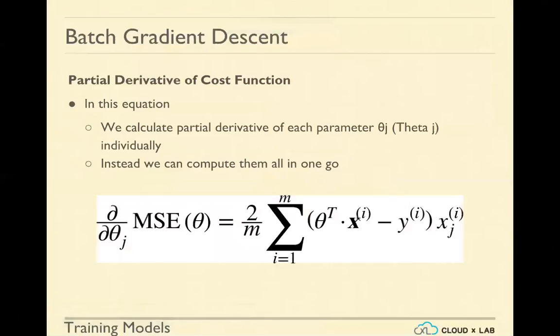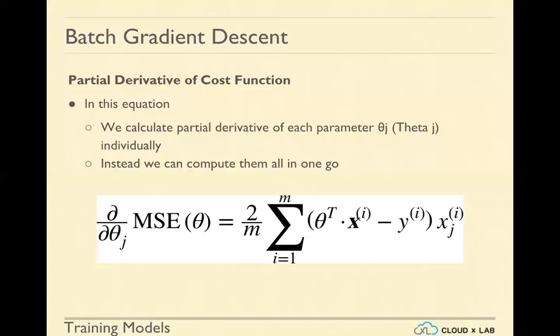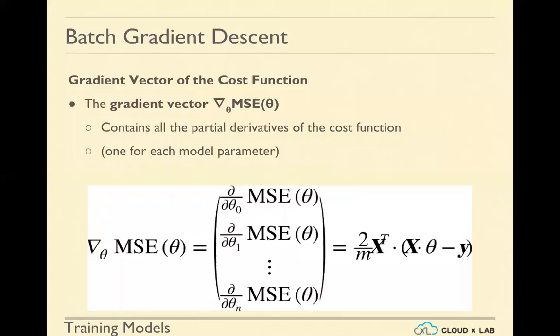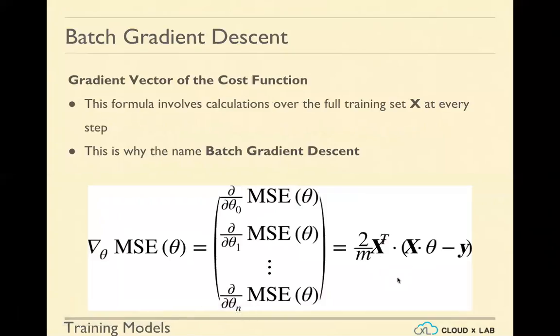This is the equation that basically comes after differentiating against every j. And for all of the j's together, the equation that comes out looks like this. Now, this formula involves calculation over the full training set X at every step. This is why it's called batch gradient descent.